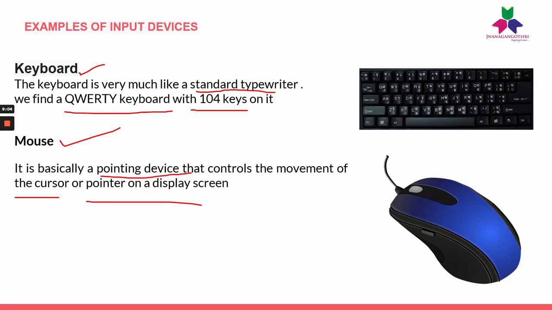A mouse may have 1, 2 or 3 buttons. As you can see here, there are 1, 2 and in the middle there is a scroller. So depending on the design of the mouse, it may contain either 1, 2 or 3 buttons and a scroller. The function of those buttons varies depending on what program is running.